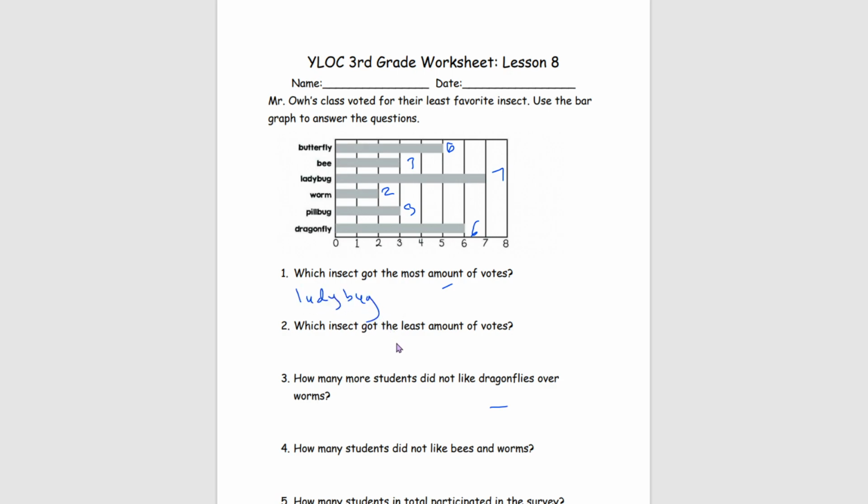For number 2, which insect got the least amount of votes? We can look at our graph and we see, oh, worm has 2, which is the least out of the other numbers. So for number 2, our answer is worm.